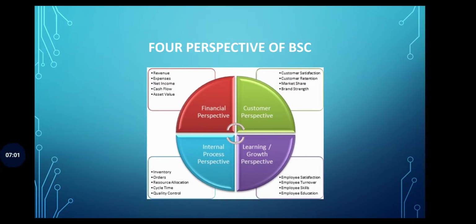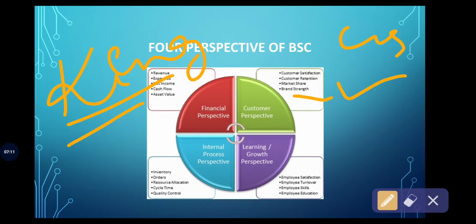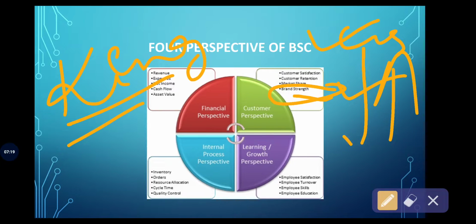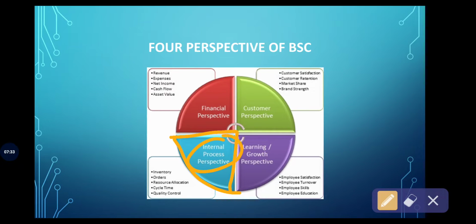Next is brand strength. Brand strength can also be gained with the help of the customers only. The customer is the king of the market. If our customers are happy with us, our brand strength will be more. If our customers are dissatisfied, our brand strength will not be there. Next is the internal process perspective. Internal process perspective means the manufacturing process.